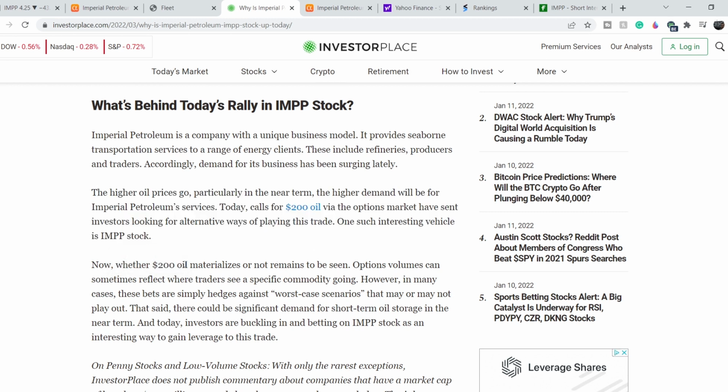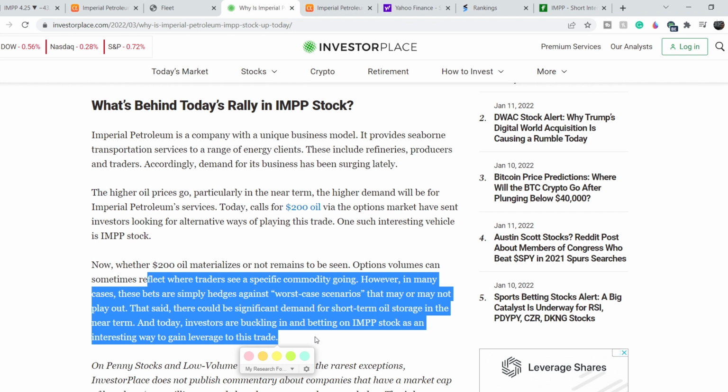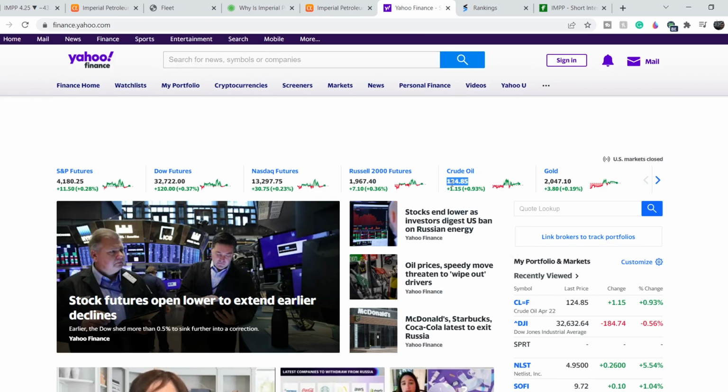Now, whether $200 oil materializes or not remains to be seen. Options volumes can sometimes reflect where traders see a specific commodity going. However, in many cases, these bets are simply hedges against worst-case scenarios that may or may not play out. That said, there could be significant demand for short-term oil storage in the near term. And today, investors are buckling in and betting on IMPP stock as an interesting way to gain leverage on this trade. And let me show you that for now, the crude oil price is $124.85. Definitely it is an extremely high price for 1 barrel of oil.